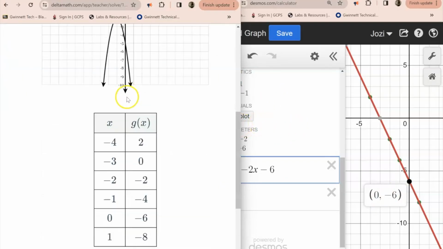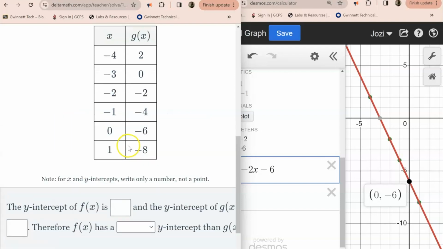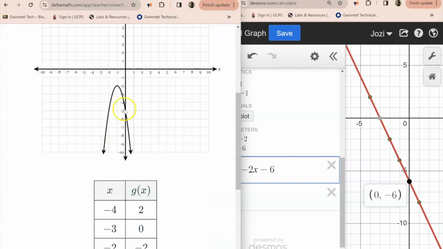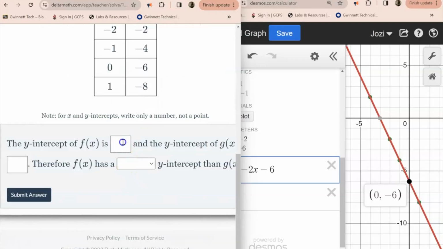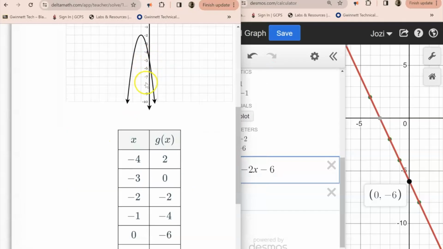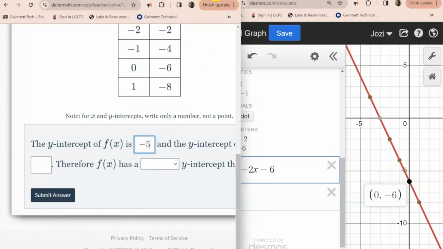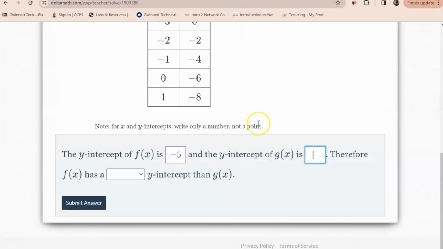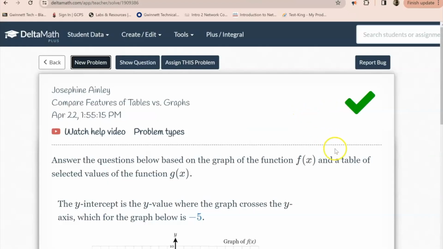And so what was the question? The y-intercept of f of x is, so which one is which? This is f of x, so -5. Oh, they're just answering what it is. Okay, cool. So f of x is -5, g of x is -6. Therefore, f of x has what? Greater. Be careful with negative numbers, okay? It goes -10, -9, -8, -7, -6, -5. So everything to the right is greater. So that's greater than.